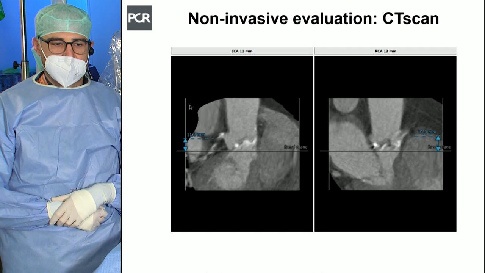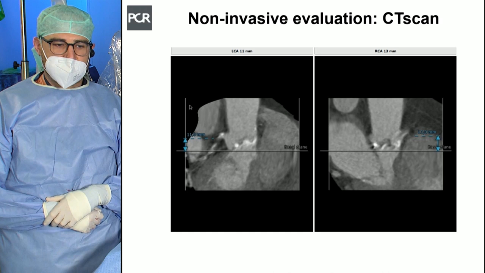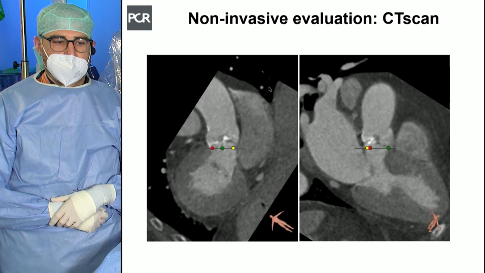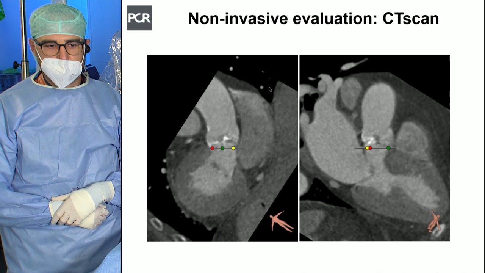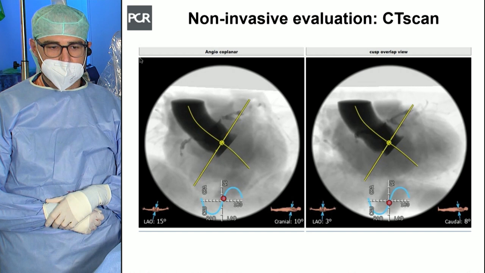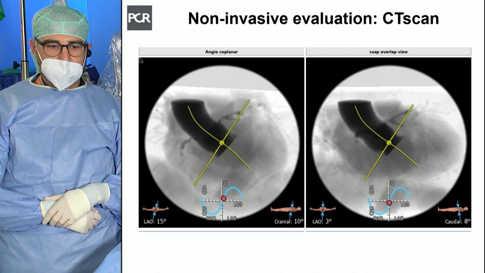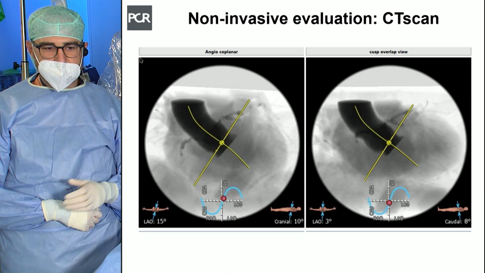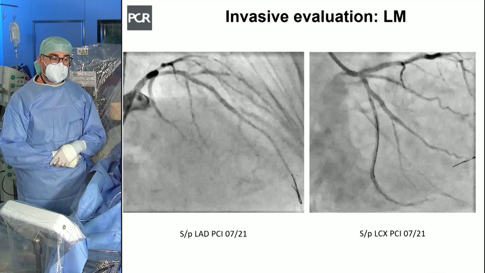The distance to the coronaries is far enough, so we don't expect any problems with the coronary arteries. The LVOT showed no calcification, which is important for us to know when we want to highlight the conduction disturbances. We revealed the coplanar and the cusp overlap view from the CT scan, which we want to highlight during the procedure. The coronary angiography showed coronary artery disease, which needed two PCIs in July of this year.